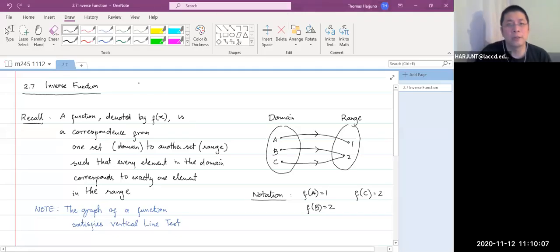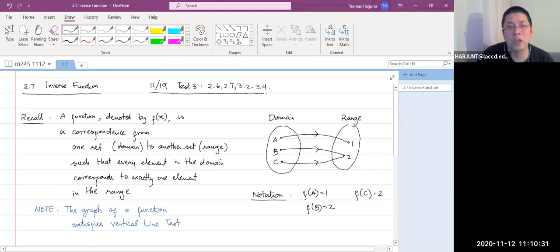Let's start the lesson. Next week, so that will be on the 19th, November the 19th, will be your test 3, and that covers 2.6, 2.7, 3.2 to 3.4. Okay, composition of function, inverse function, which I will cover today, and then polynomial.